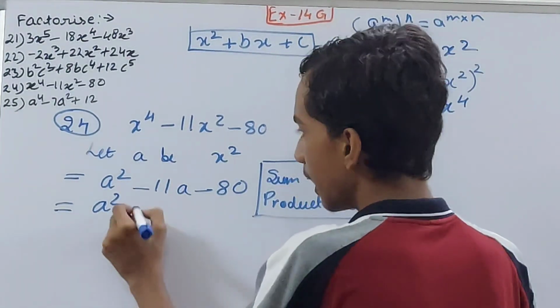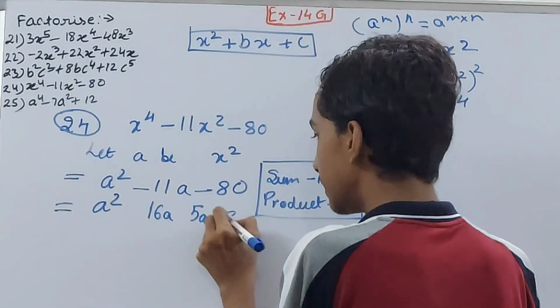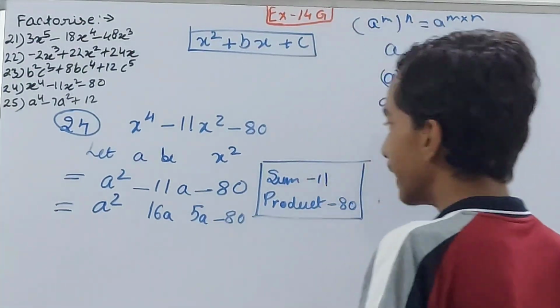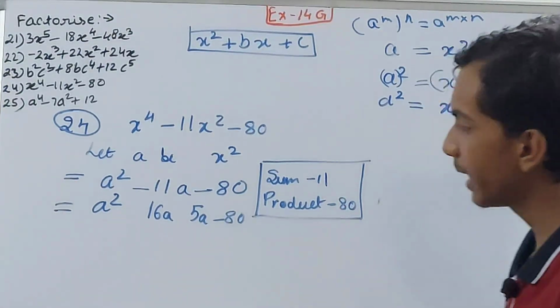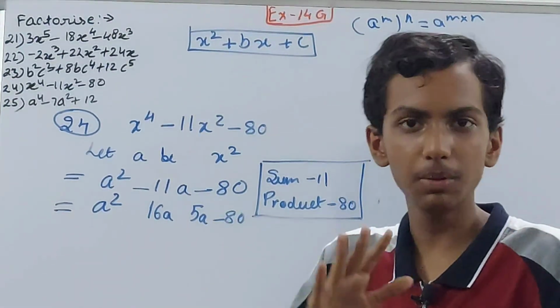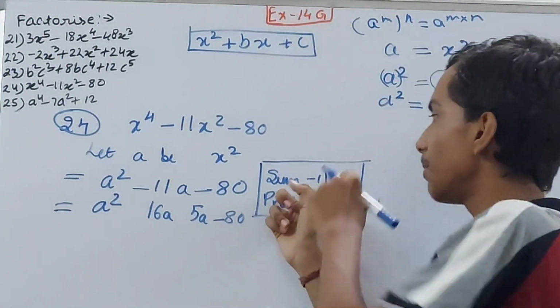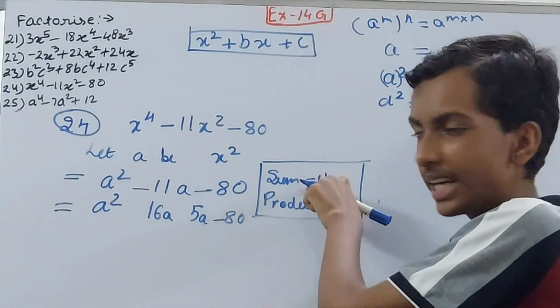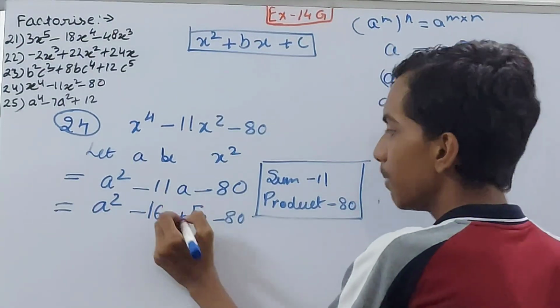So you can write here a square, 16a here, and 5a here, and minus 80 over here. Now allot the signs. Sum has to be negative, right? And the product also has to be negative. So it is very clear that one term is plus, one term is minus. Now the sign of the greater term will be the sign of the sum. Sum is negative, so the greater term, which is 16a, will also be negative, and plus 5a, right?